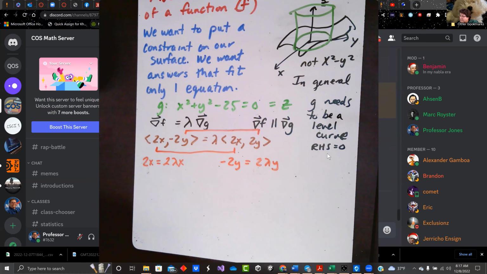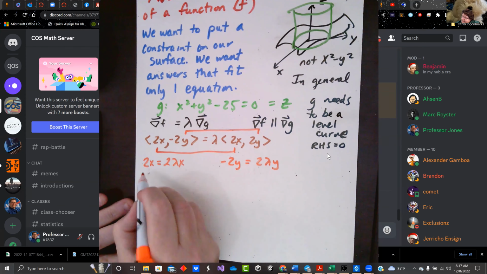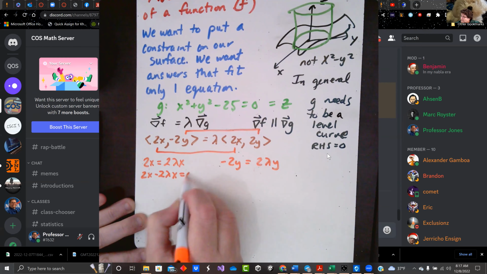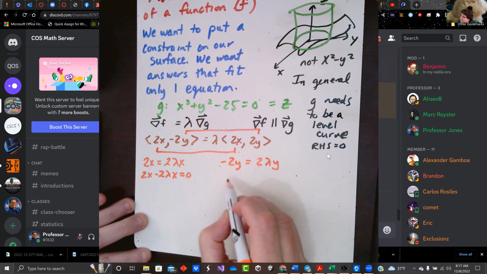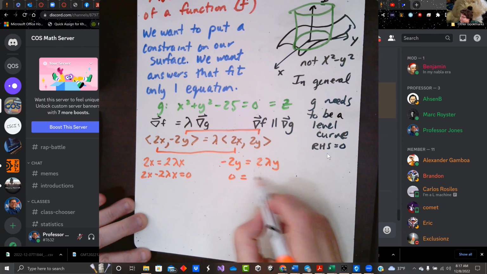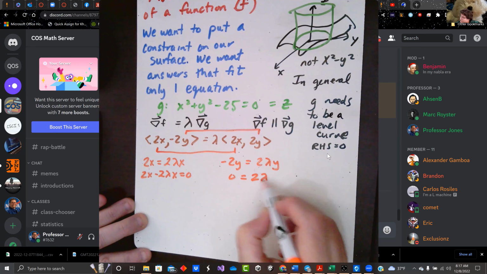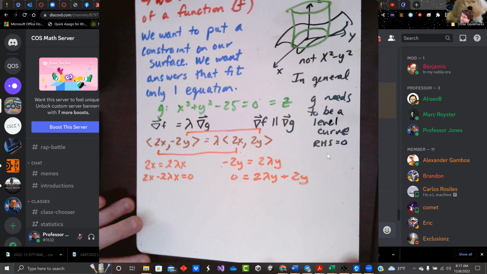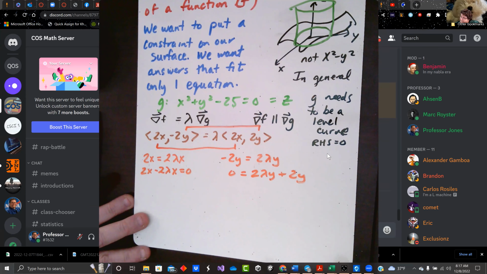So what I'm going to do is make the right-hand side equal 0 by collecting everything on one side. I'm going to move this one over the other way, just because I want positive answers or positive terms when I can. And then I'm going to see how I can solve this.